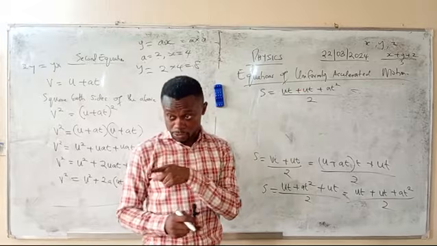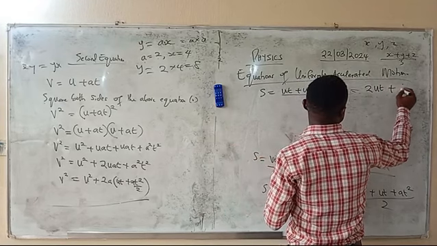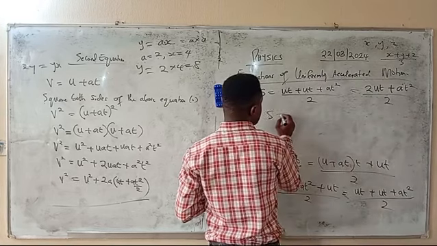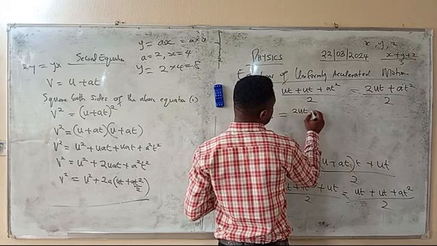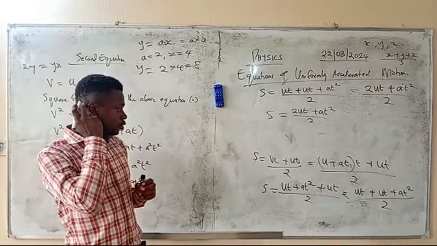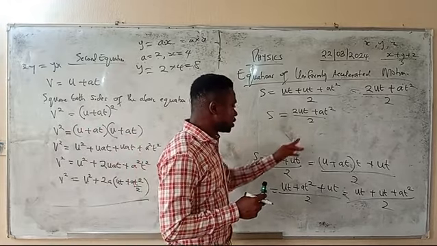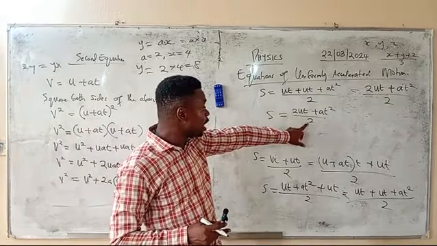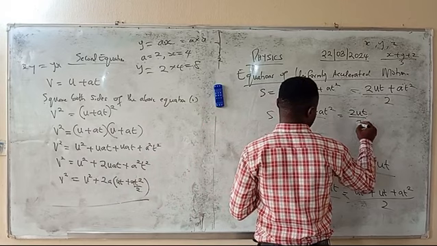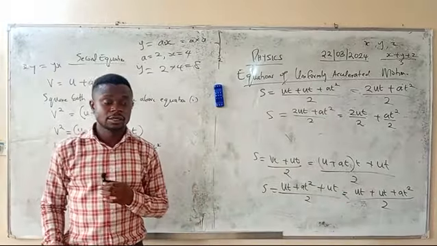2Ut. Good. Remember what we did. Remember? Here is 2Ut plus At squared over 2. So S is now equal to 2Ut plus At squared over 2. Okay? So we need to divide. If you carry out this division, are you aware that this is the same as saying 2Ut over 2 plus At squared over 2? Are you aware?